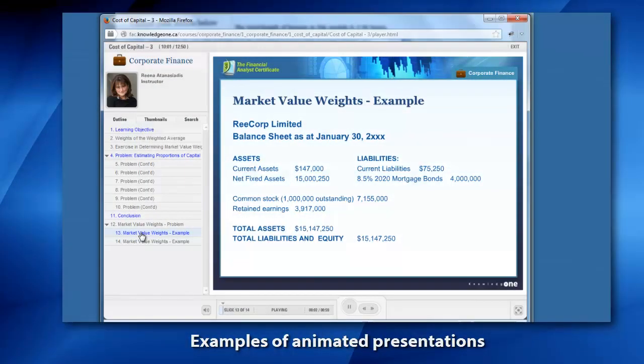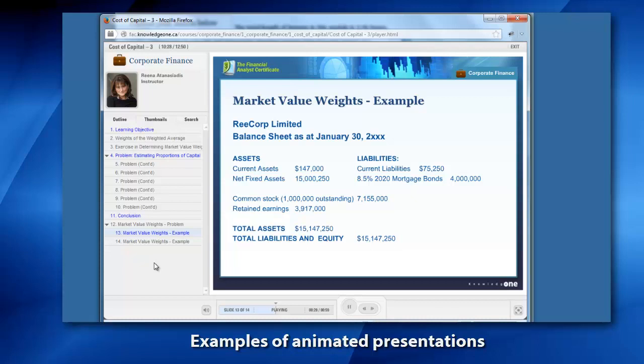So when looking at a company's balance sheet, you have to be able to pick out the information you need in order to calculate market weights of each component cost of capital. Let's go on to Recourse's balance sheet. We are told that there are 1 million shares outstanding with a value of $7,155,000. We are also told that Recourse has $4 million of long-term debt.